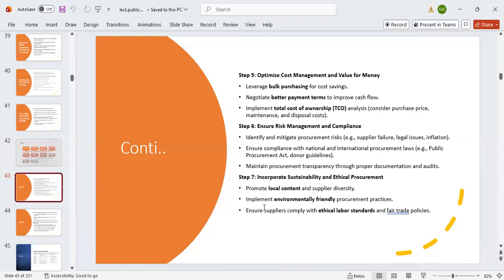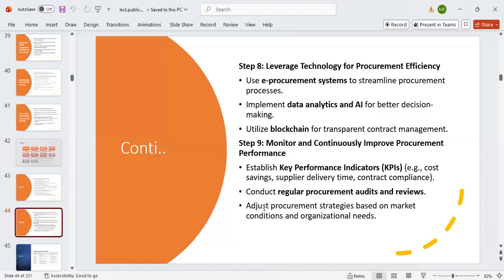Okay. So the 8th step is to leverage technology. You can take advantage of artificial intelligence and data analytics, blockchain technology, among others, to ensure, especially in Ghana, they have what we call the GHANEPS system, to ensure you undertake a proper e-procurement system.